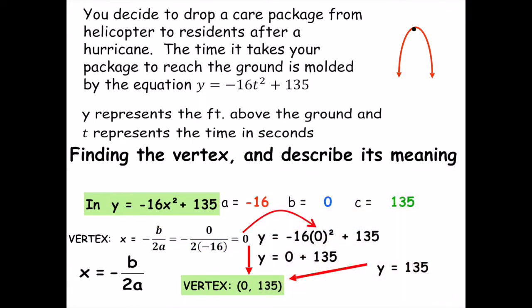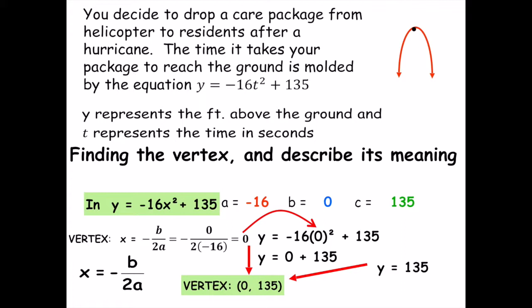Okay, check your answers here. Hopefully you found out that the vertex was 0, 135. Now this is important, but this is not the whole problem. The whole problem is that we have to explain its meaning. So if we look up just a little bit above where it says finding the vertex, right there it says y equals the feet above the ground, and t represents the time in seconds. Okay, so t is basically replacing x. If you'll notice in the vertex, I just replaced the t with the x, and that works just fine. So the t value is our x.